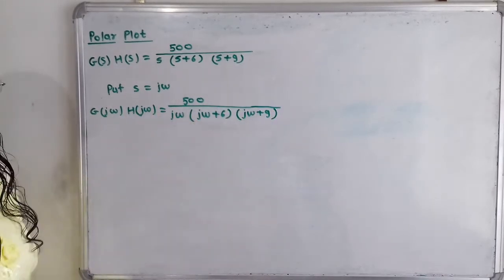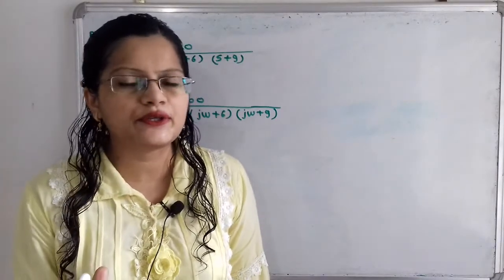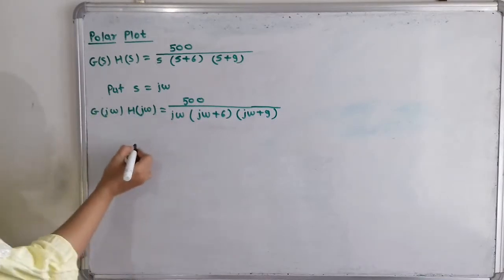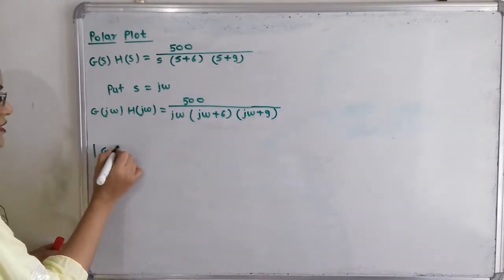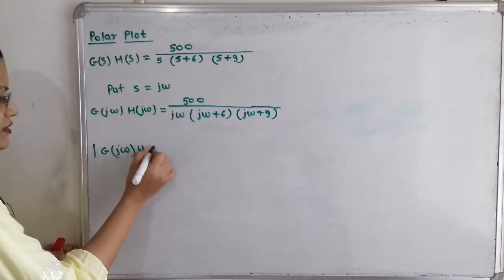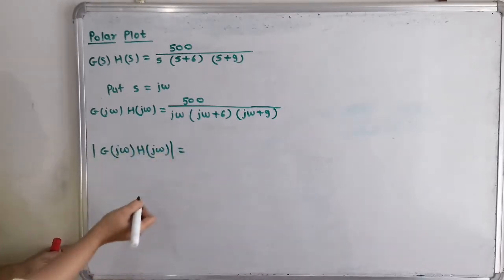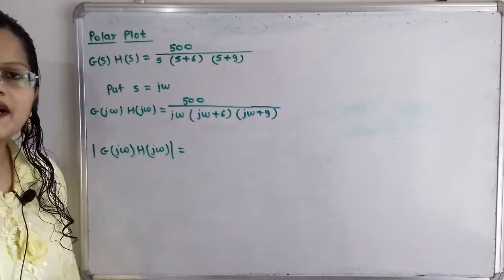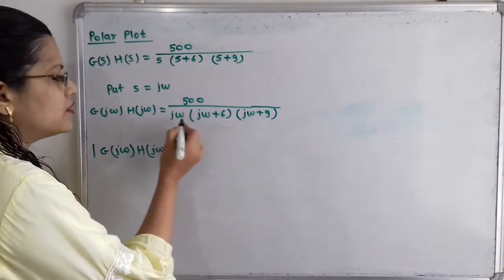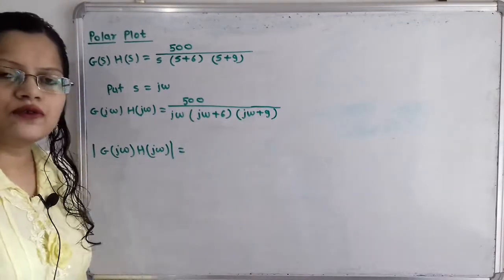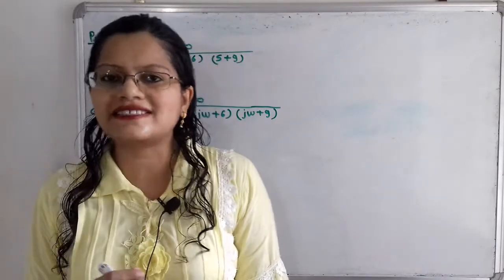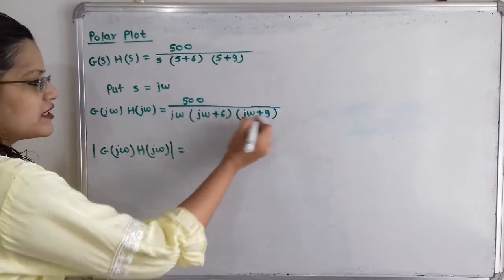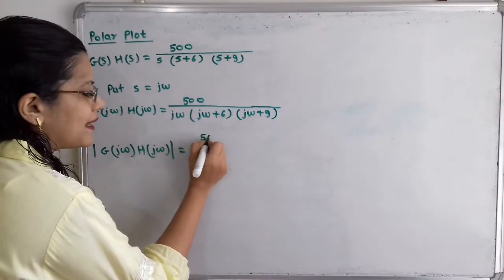Now for this transfer function we will first find out magnitude and phase angle. So how we will find out the magnitude? I will take modulus. So modulus of G j omega into H j omega is equal to. Now if we observe here how many j omega terms are there? 1, 2, 3. So for these 3 terms we have to take square and square root at the same time. So here effects will remain same. So for these j omega terms only, we have to apply this rule.